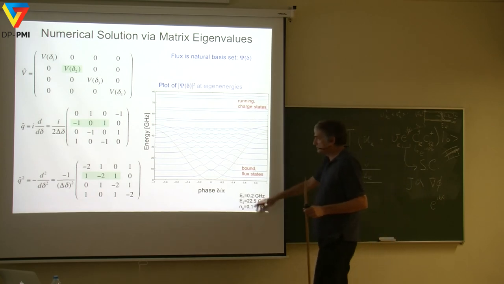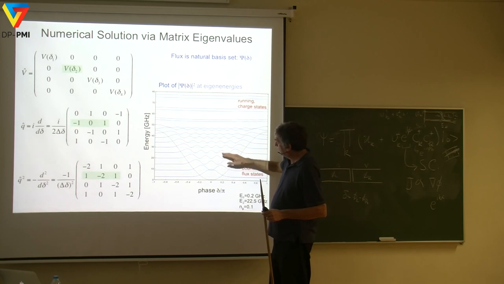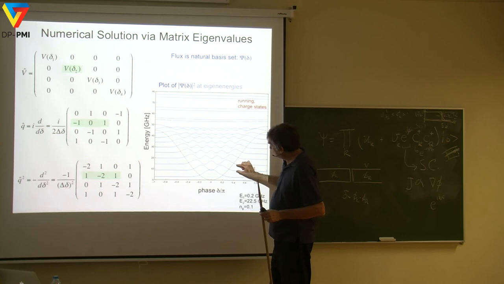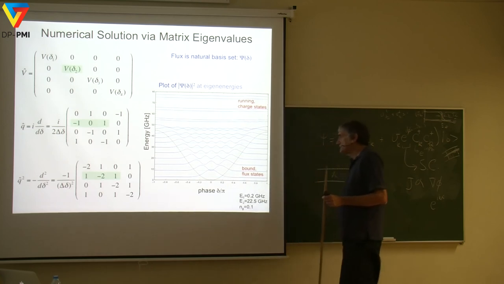So the eigenstates are in the light blue, so this is the zero-point energy, and then you see all the energy levels up to here. And this distance gets smaller as you go up, as expected. And then I plotted here the wave function squared, okay?